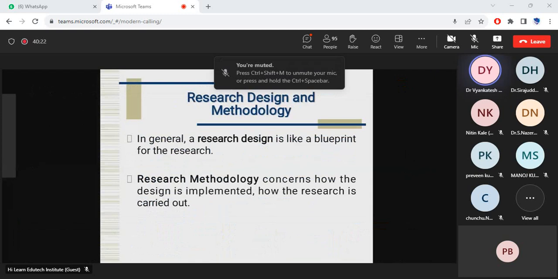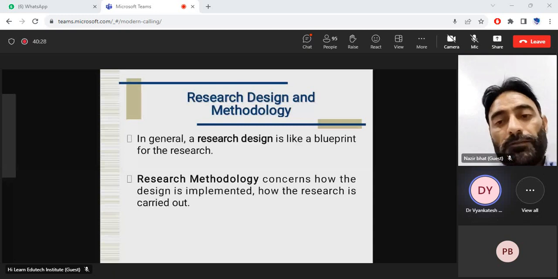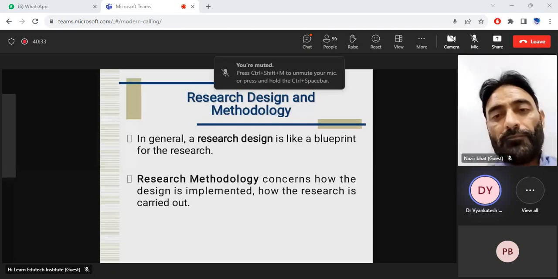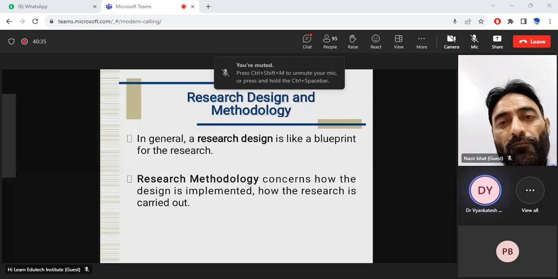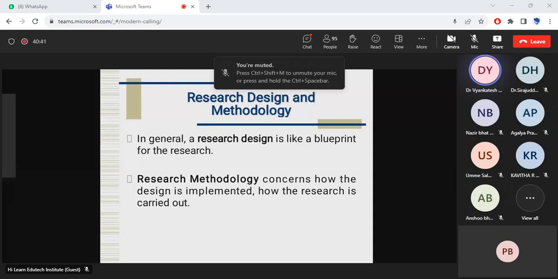In general, research design is like a blueprint of the research. As I previously explained, it covers whatever you are going to be dealing with during your entire research period. So that is nothing but the blueprint of your research work. And research methodology is concerned with how the design is implemented, how research is carried out during the entire study period. So this is about research design and research methodology.